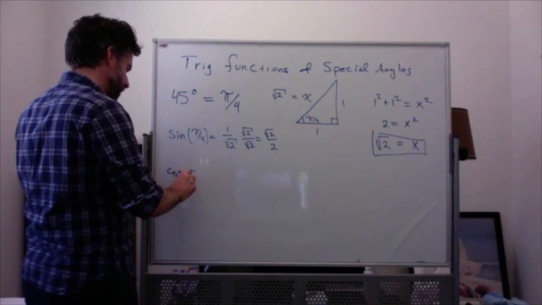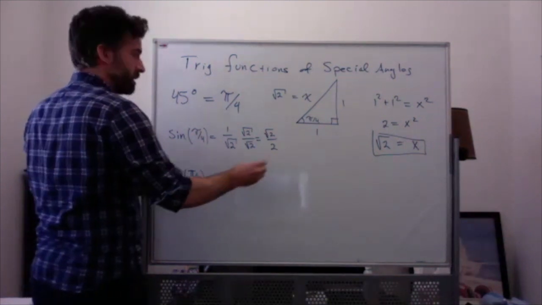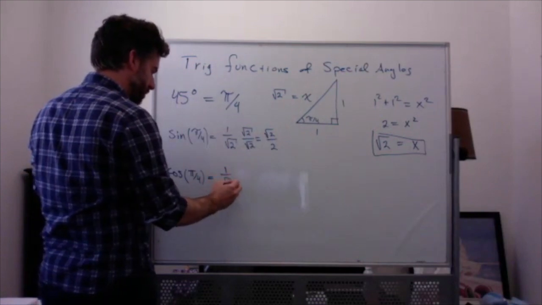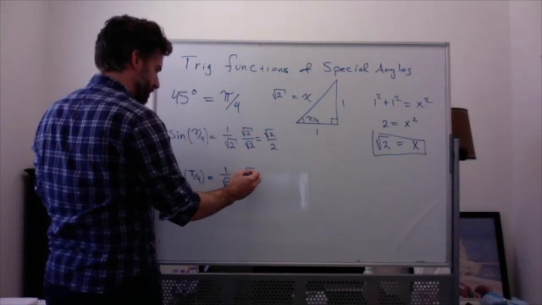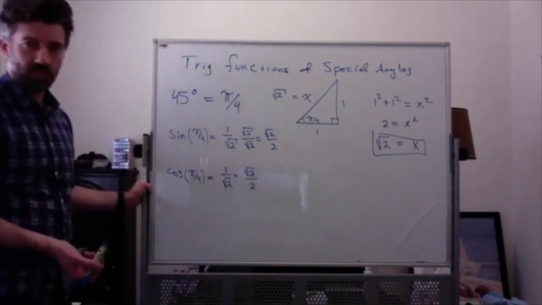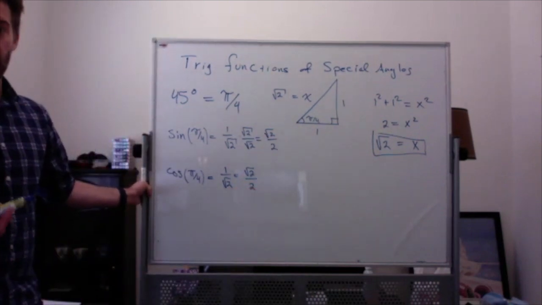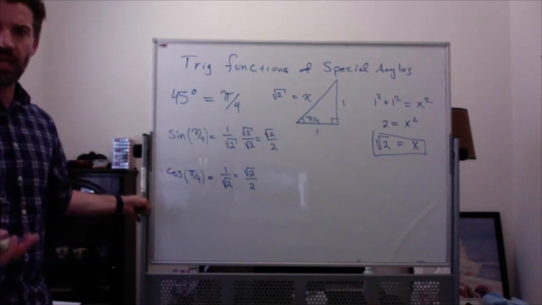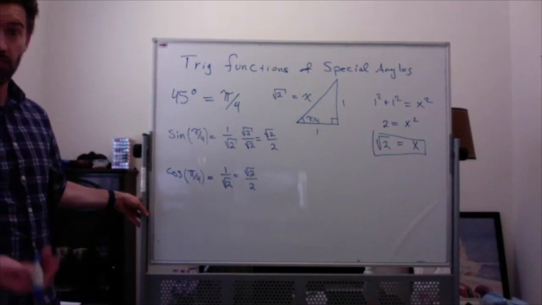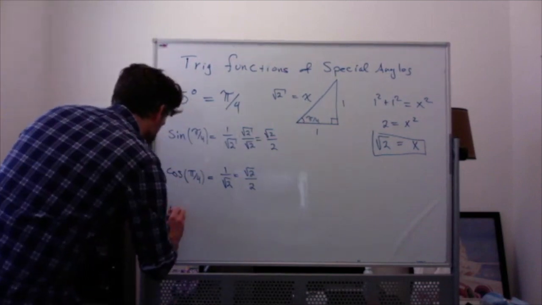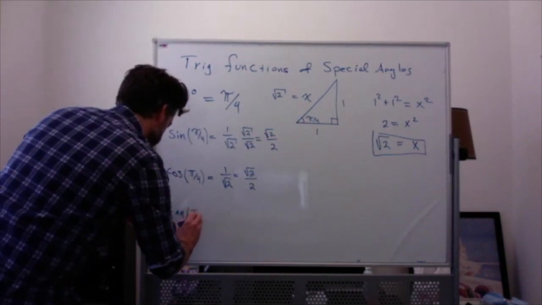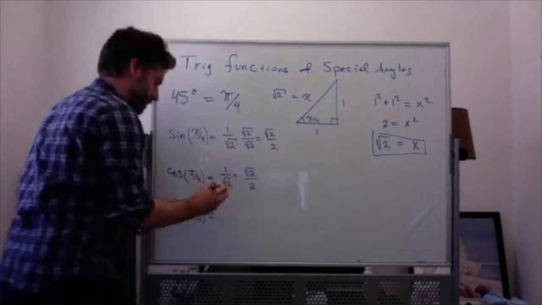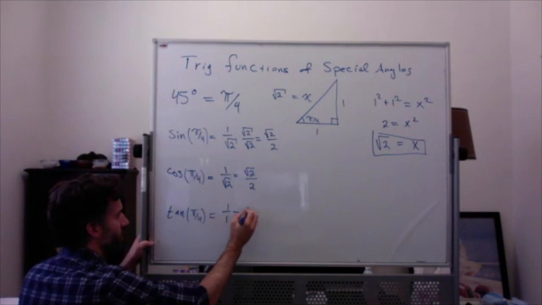Cosine of pi over 4 is the adjacent over the hypotenuse, which is also 1 over root 2, which rationalizes as the square root of 2 over 2. So whenever I think about these special angles when it comes to trig functions, I'm always like, oh yeah, pi over 4 is the angle where sine and cosine are the same. And then tangent of pi over 4 is equal to opposite over adjacent, which is 1 over 1, which is just 1.